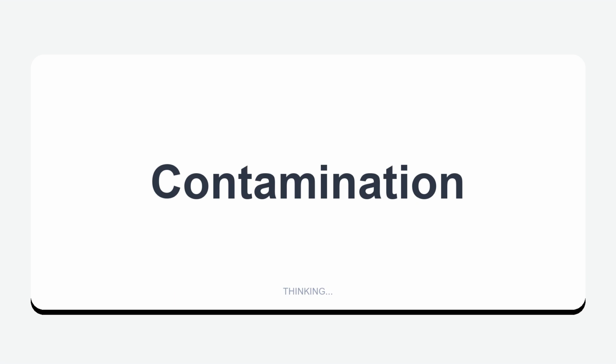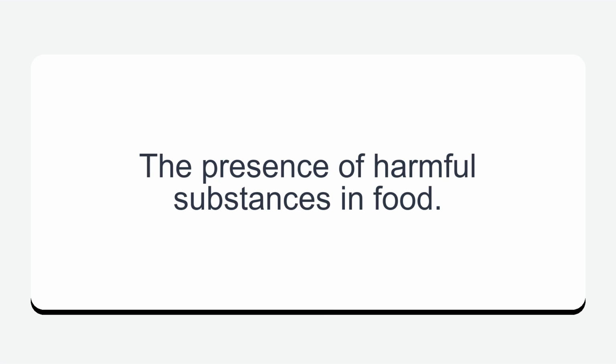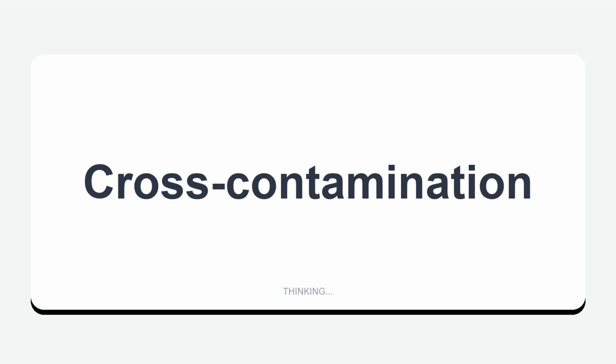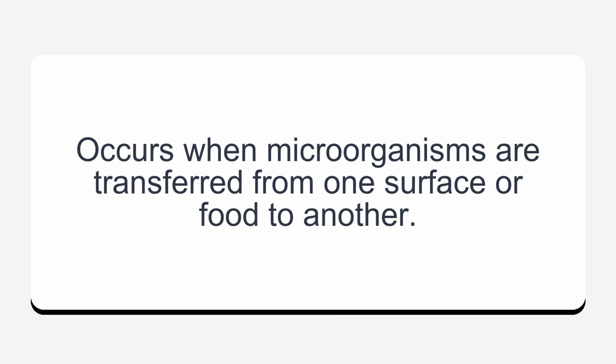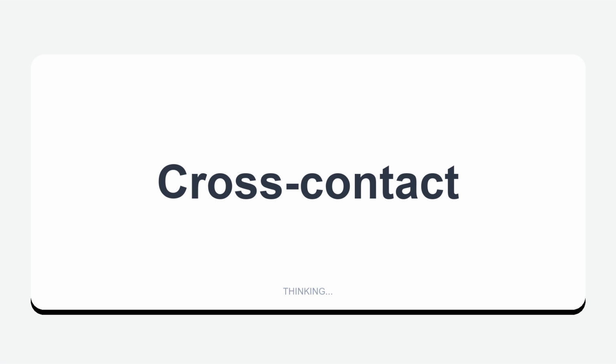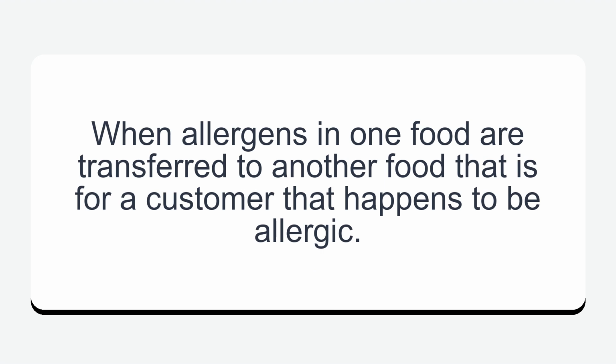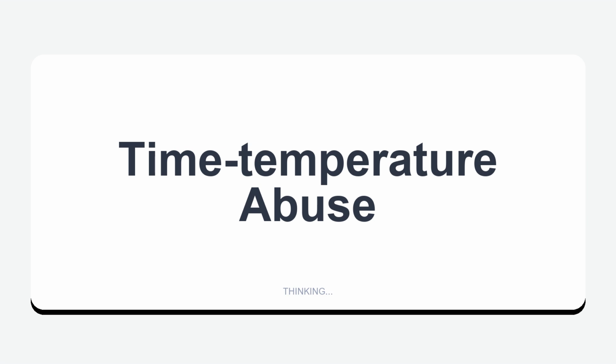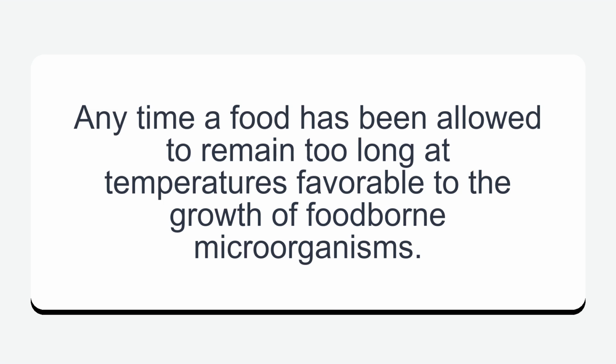Contamination: the presence of harmful substances in food. Cross-contamination: occurs when microorganisms are transferred from one surface or food to another. Cross-contact: when allergens in one food are transferred to another food that is for a customer who happens to be allergic. Time-temperature abuse: any time a food has been allowed to remain too long at temperatures favorable to the growth of foodborne microorganisms.